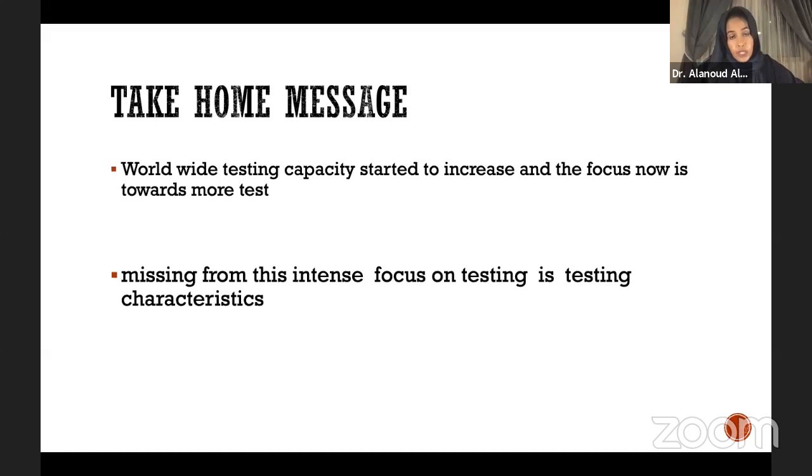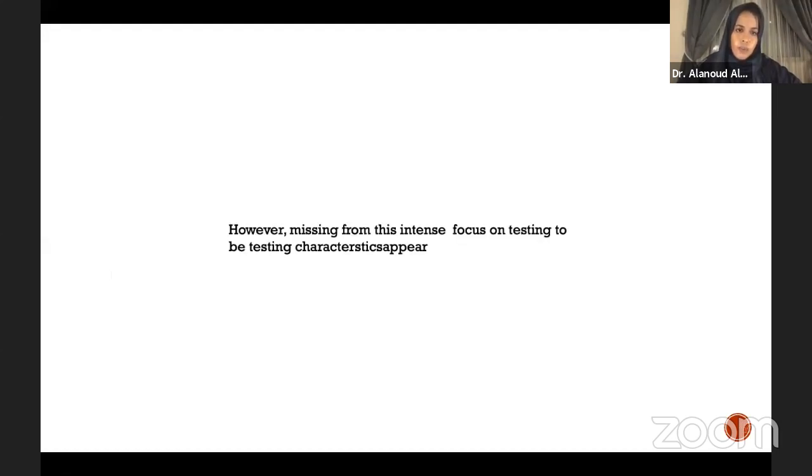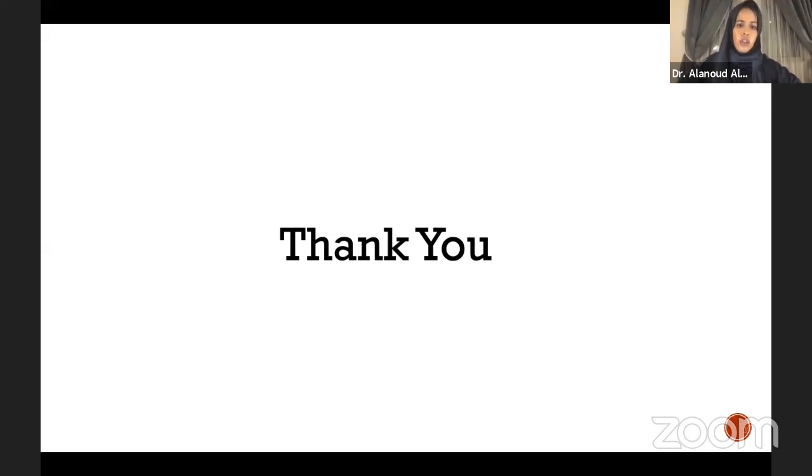Worldwide testing capacity for COVID-19 started to increase, and the focus now is toward more testing. However, what is worrisome and what is missing from this intense focus on testing is the testing characteristics. So we need to pay attention to all the testing characteristics of the current COVID-19 tests in order to be able to correctly and accurately interpret the findings. Thank you very much.